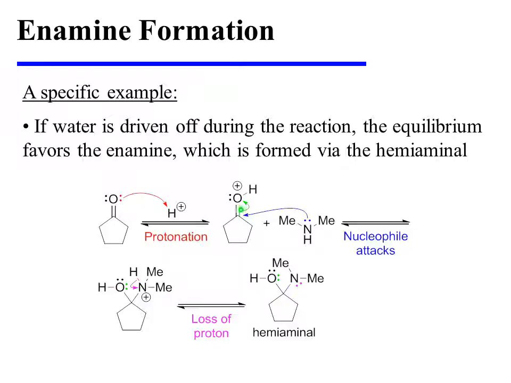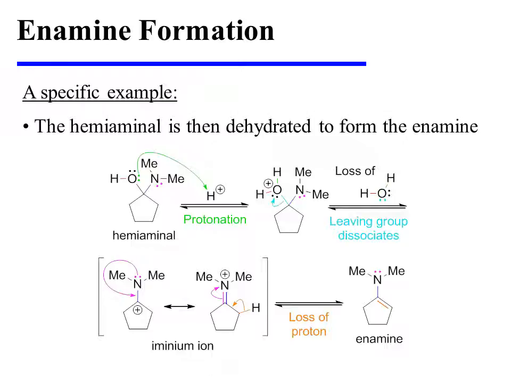This displaces the carbonyl pi electrons onto oxygen to neutralize its charge, and the ammonium ion that results loses a proton to the medium, providing the hemiaminal. The hemiaminal is then dehydrated to form the enamine. This happens when the hydroxyl group is protonated and water then dissociates from the substrate as a good leaving group.